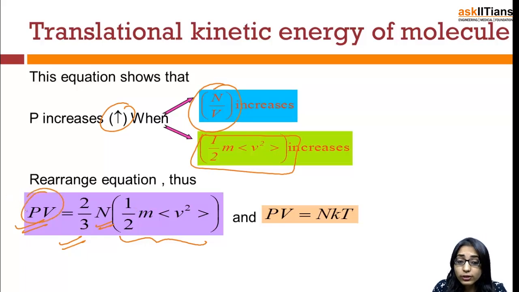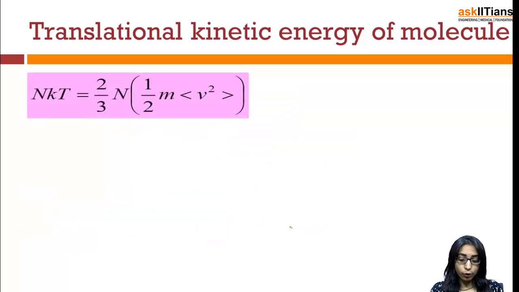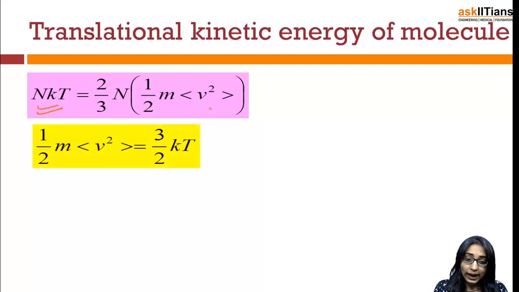We also know that PV is equal to N kBT, where kB is the Boltzmann constant. If I ask you to correlate these two things, as we have done in the earlier class, I can simply say that N kBT is equal to 2 by 3 into N into half m average of V square. N gets cancelled, so you can cancel the value of N.